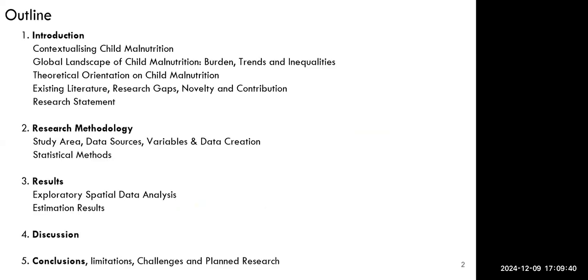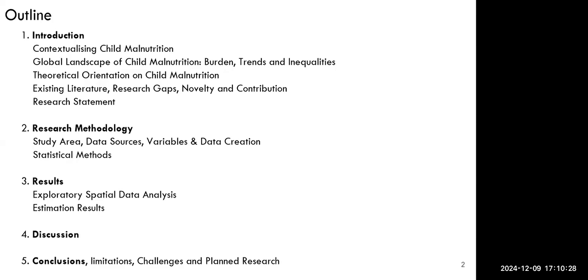So let me quickly go through the outline. This is the outline that I'm also following in my write-up for the first chapter, just a bit brief when it comes to existing literature. I'm going to briefly discuss child malnutrition, how to define it, what different types of child malnutrition there are, then the worldwide landscape of child malnutrition, comparing different regions and global inequalities, then different theories on child malnutrition, followed by existing research. What are my contributions, novelty and research gaps, and then a broader research statement.